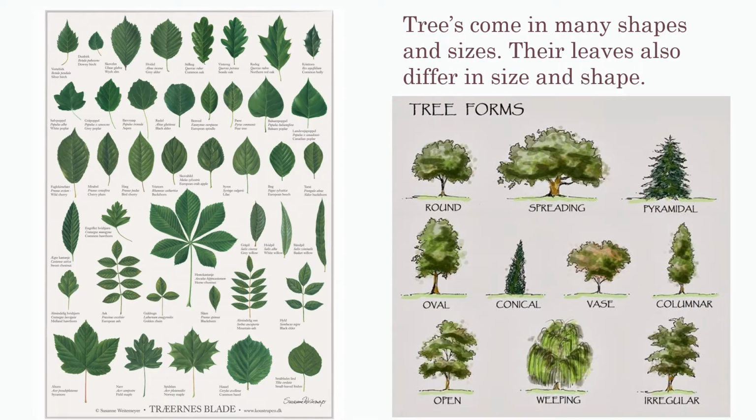All right, so we're going to be learning about tree identification today and how to go about our world and figure out what trees are actually what species. Trees come in many shapes and sizes. Their leaves also differ in size and shape. Some trees are round or spreading in shape. Some are weeping, right? And then their leaves get even more complicated. Some of them are entire or lobed or compound. We're going to talk about all these different things, that way you can ID your own trees within your neighborhood or where you live.